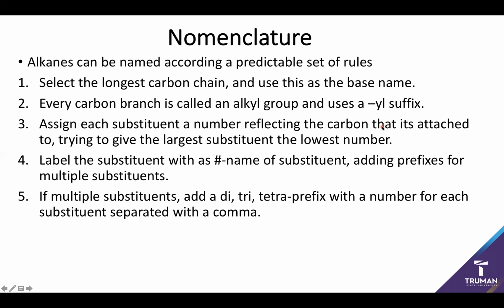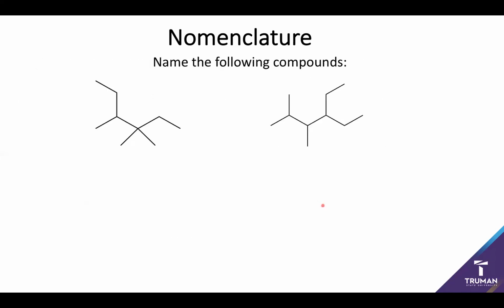Now, if we've got multiple substituents, so let's say I've got multiple methyl groups with 1 carbon each, then I'd either say di if I've got 2 of them, tri if I have 3, or tetra if I have 4. Then we're going to have a numerical prefix for each of the places where one of those methyl groups is attached. Then we're going to list all those substituents alphabetically. So butyl before ethyl, ethyl before methyl, propyl right at the end. Now, this is a lot of rules, so let's give it a try.